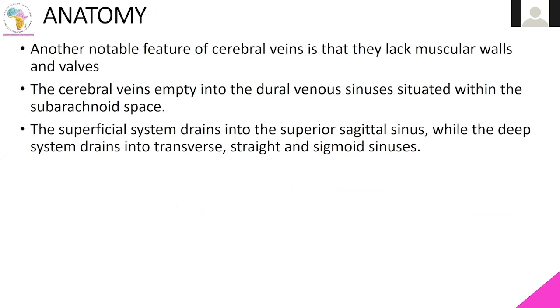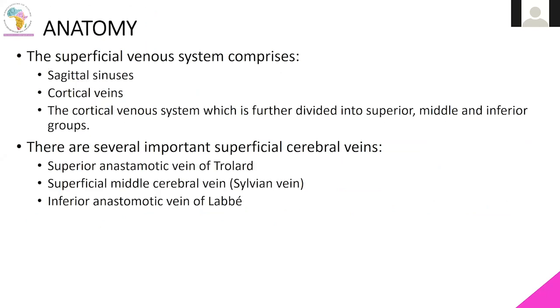The superficial system drains into the superior sagittal sinus, while the deep system drains into the transverse, the straight, and the sigmoid sinus. The superficial venous system comprises the sagittal sinuses and the cortical veins, which are further divided into the superior, middle, and inferior groups. There are several important superficial cerebral veins: the superior anastomotic vein of Trolard, the superficial middle cerebral vein, also called the Sylvian vein, and the inferior anastomotic vein of Labbé.